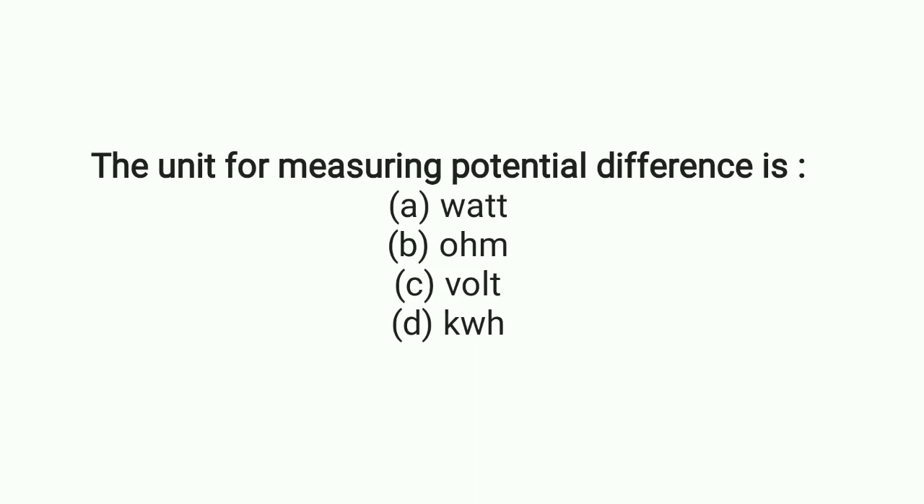Next question. The unit of measuring potential difference is option A watt, option B ohm, option C volt, option D kilowatt hour. So the answer is volt. It's volt because the unit watt is the unit of power, ohm is the unit of resistance, and kilowatt hour is the unit of electrical energy.